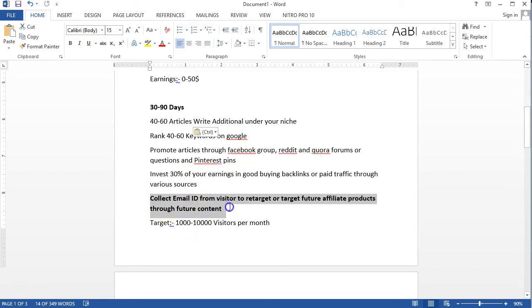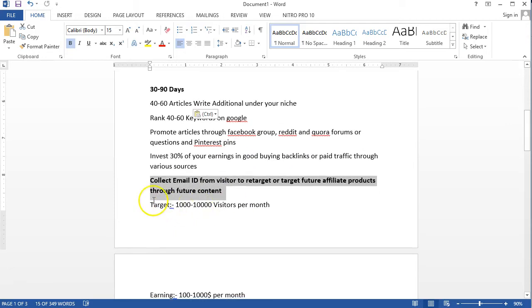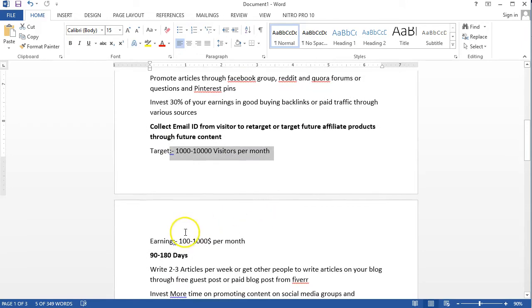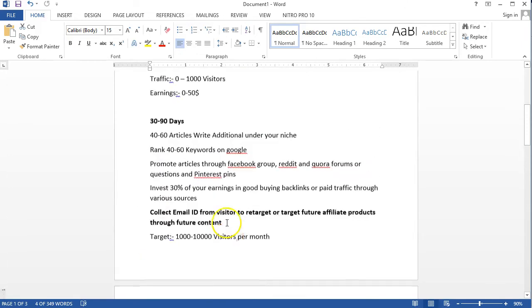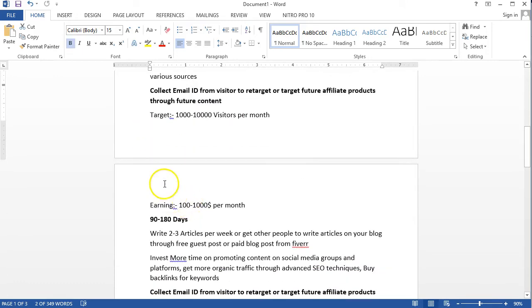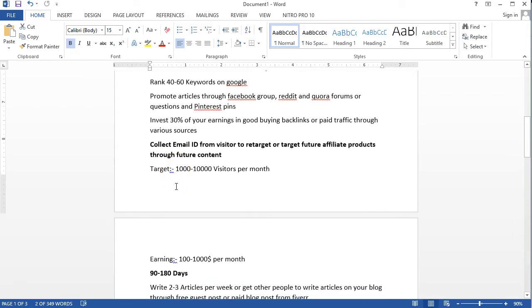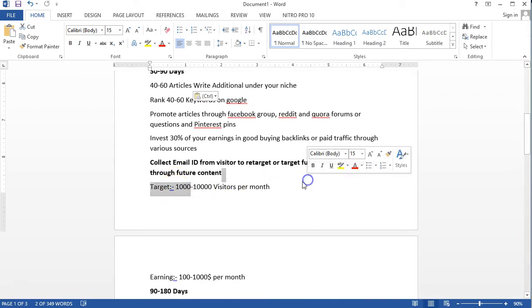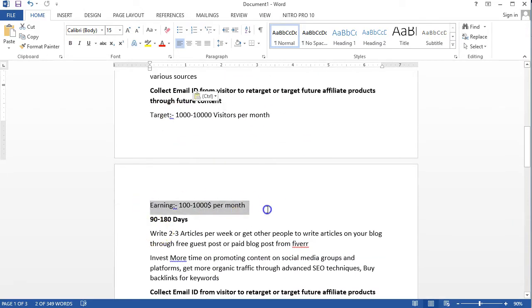Now again, collect email IDs regularly from your visitors. So our target traffic should be 1000 to 10,000 visitors per month, and our earning target should be $100 to $1000 per month during this period of time. Within 30 to 90 days, we should reach a target where we are getting 1000 to 10,000 visitors and earning within $100 to $1000 per month.